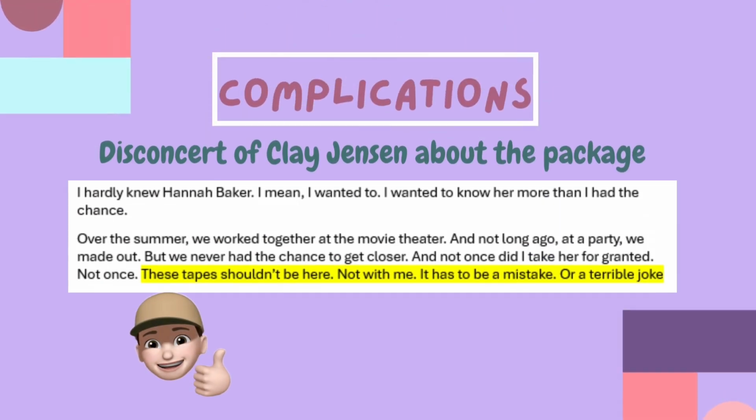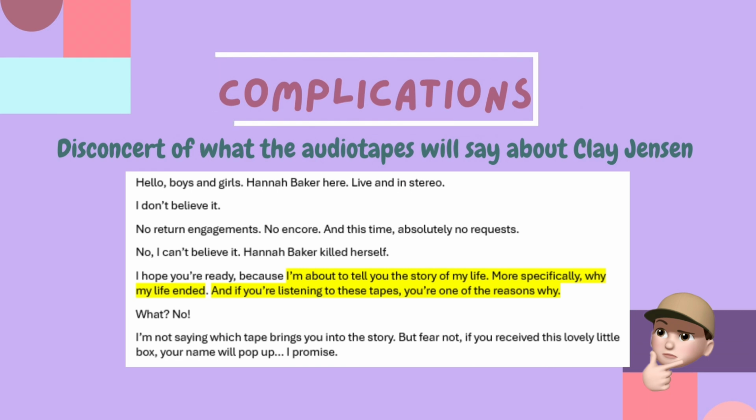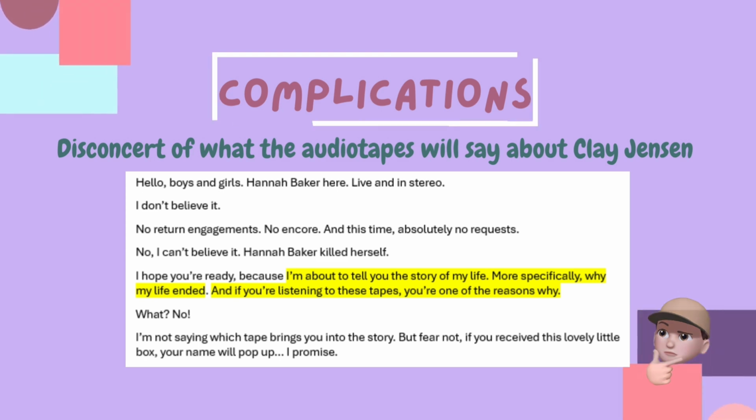One of the complications that we can appreciate is the disconcert of Clay Jensen about the package, declaring that there might be a mistake or a joke that the package was for him. Another complication throughout the story is the disconcert of what the audio tapes will say about Clay Jensen. Hannah Baker stated that if someone had access to the audio tapes, it was because that person is one of the reasons why she took her own life.